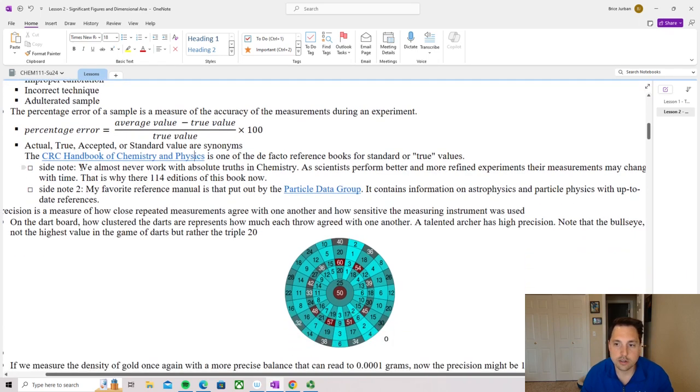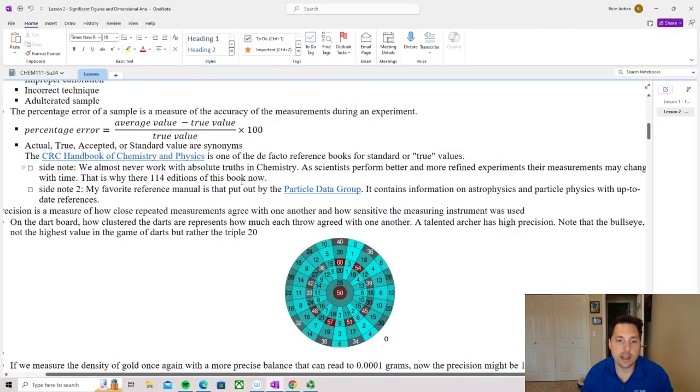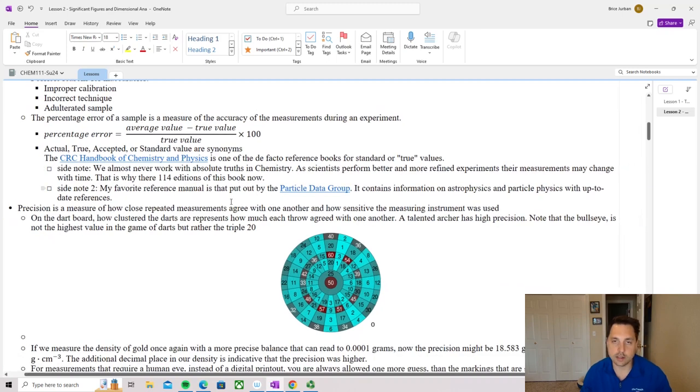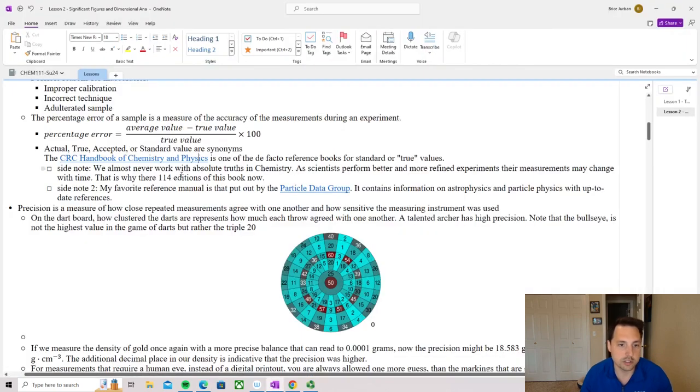Now, one side note here is that the values in this table, and in all tables that we measure, are not absolute truths, because science is constantly being improved. The equipment that we're using is changing with time. Hence why there have been 104 editions of this book put out. These values can change with time, and they do.